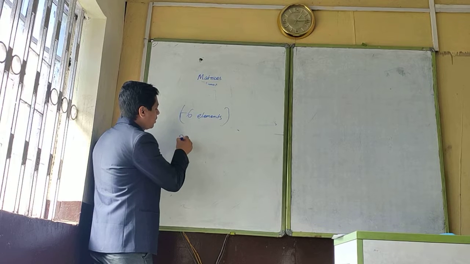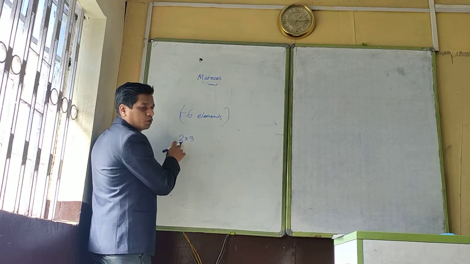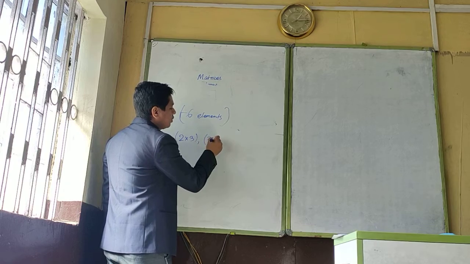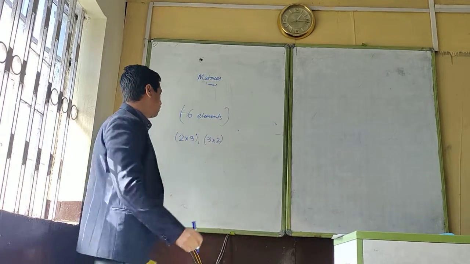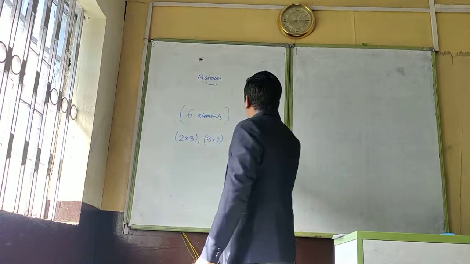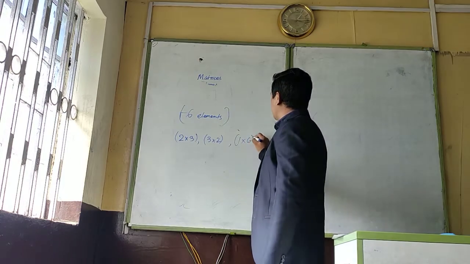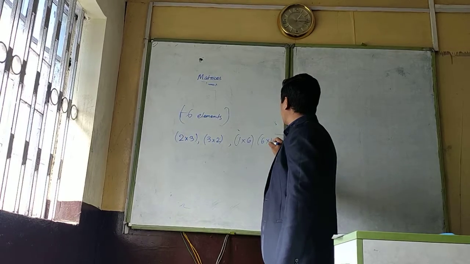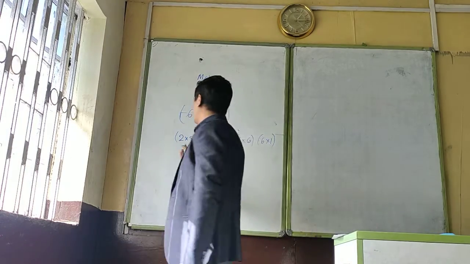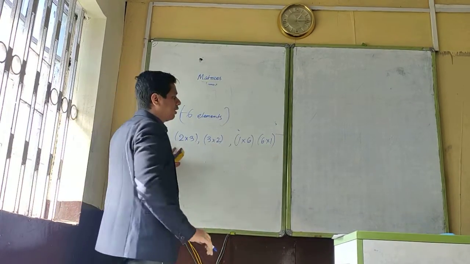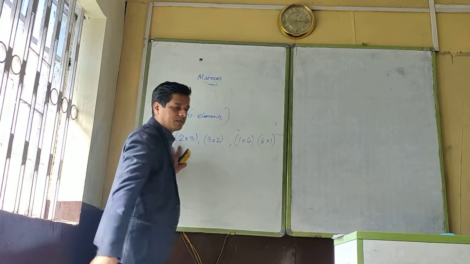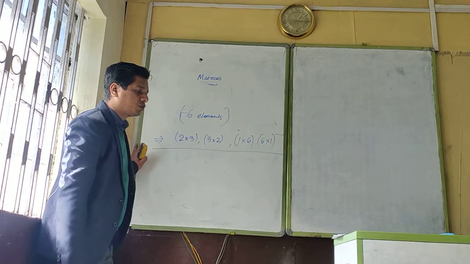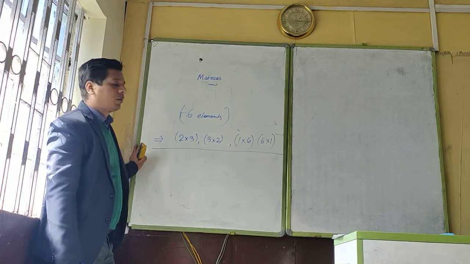The rectangular arrangement can be 2 rows, 3 columns, one arrangement; 3 rows, 2 columns, another arrangement; 1 row, 6 columns, another arrangement; and 6 rows, 1 column, another arrangement. So these are the different arrangements if I have 6 elements. I hope it's clear to you. Now we'll move on to the different types of matrices.